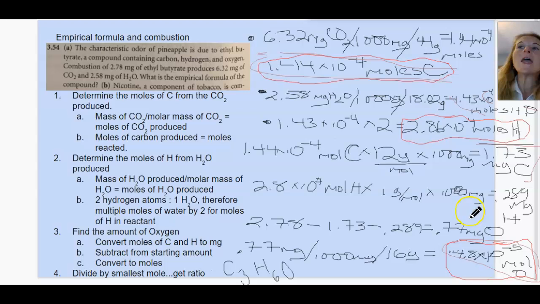And so we're going to divide all of those by the smallest one, which is oxygen, at 4.8 times 10 to the negative 5th. And when we do that, we get a 3 to 6 to 1 ratio. So that means we have 3 carbons, 6 hydrogens, and 1 oxygen. And we see our final empirical formula down here at the bottom.